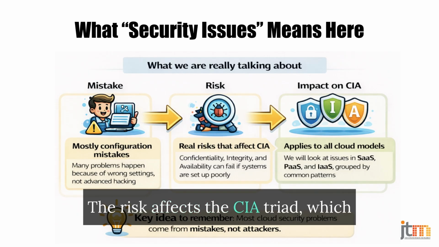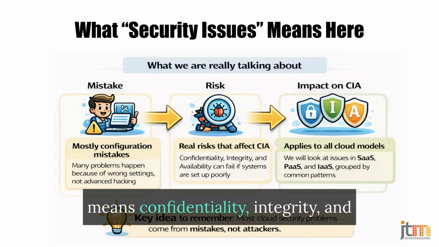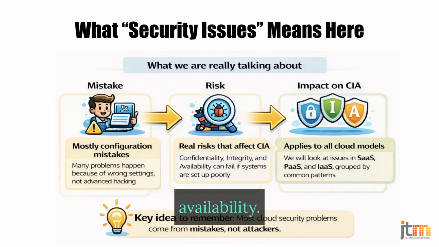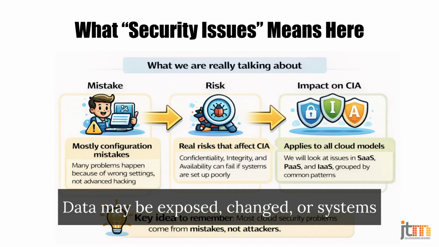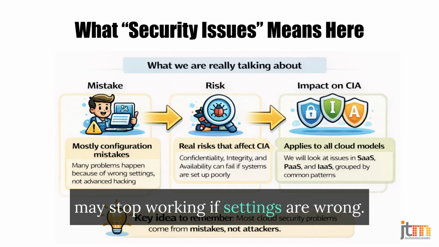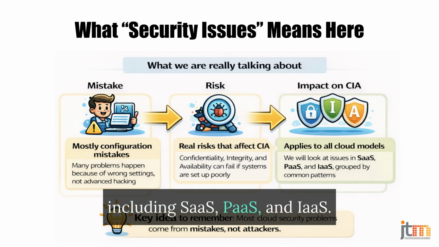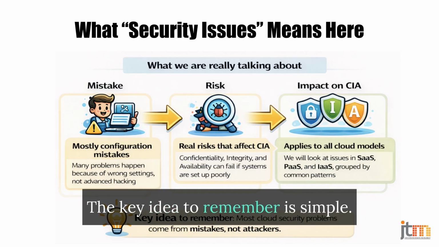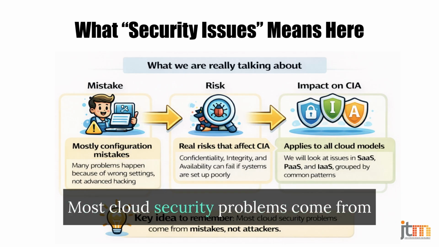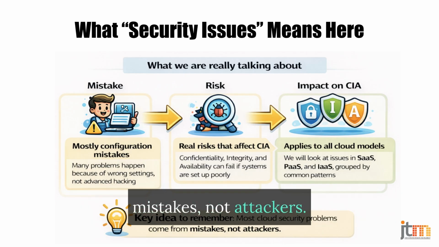The risk affects the CIA triad, which means confidentiality, integrity, and availability. Data may be exposed, changed, or systems may stop working if settings are wrong. These issues apply to all cloud models, including SaaS, PaaS, and IaaS. The key idea to remember is simple. Most cloud security problems come from mistakes, not attackers.